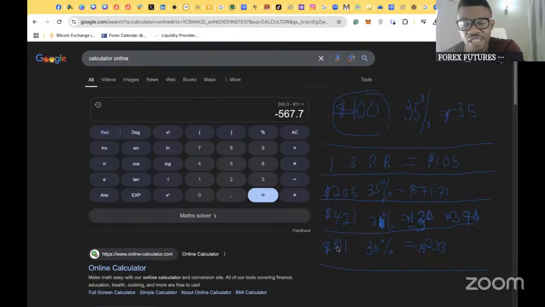So we are here at stage 4, and our account balance is 811, and we risk 243, which is 30% of 811. And let's say the trade goes well. If the trade goes well, we're going to make 3 times that. That's the meaning of 1 to 3 RR, risk reward. If it goes bad, you lose 243. If it goes well, we win 3 times this risk. So what will be times 3? 243. Now let's go to the calculator again.